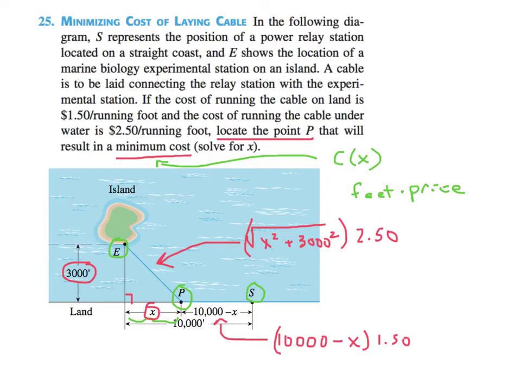So with these two pieces put together, we're going to have our cost function. We're going to have $2.50 times the square root of X squared plus 3,000 squared plus $1.50 times 10,000 minus X. That's our cost function. And from there we can do our calculus, which is we get the derivative, we find that critical point, which should be our minimum, and then we'll know where to locate point P, because point P is just located at whatever our X value is down here. So let's go set up that cost function, take the derivative, and find out where X is.